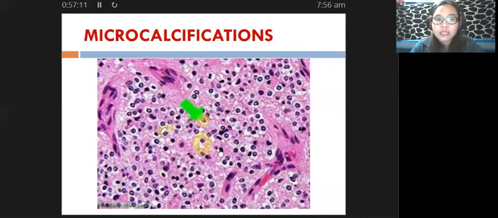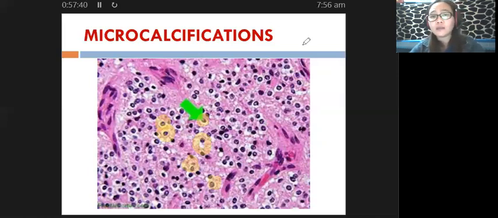Okay, so as you can see, there are dark granular masses with lighter purple halos. So these are microcalcifications, and they are commonly present in malignancy. Okay, so they have been associated with malignancy. Commonly found in malignancy.